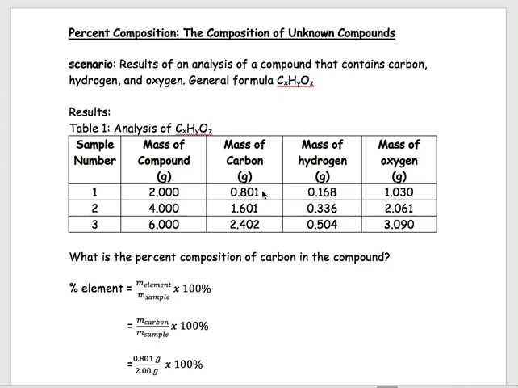Welcome to the percent composition lesson today. So what we're going to be doing is we're going to pretend we are finding a sample and we're running it through a machine called the mass spectrometer and finding some results on kind of the proportions of each type of element that are in the compound.